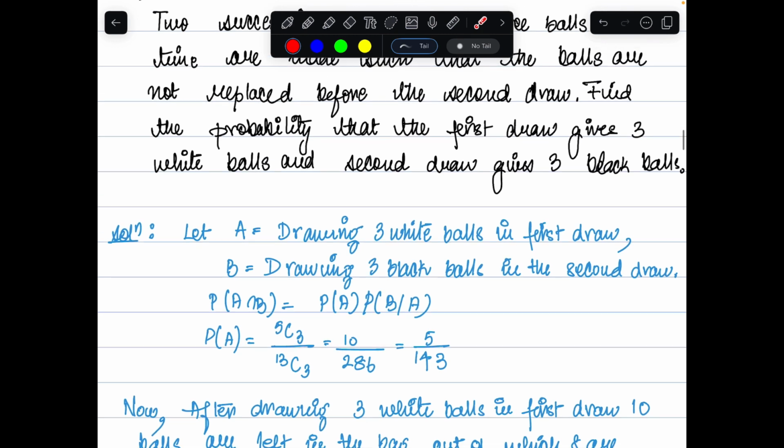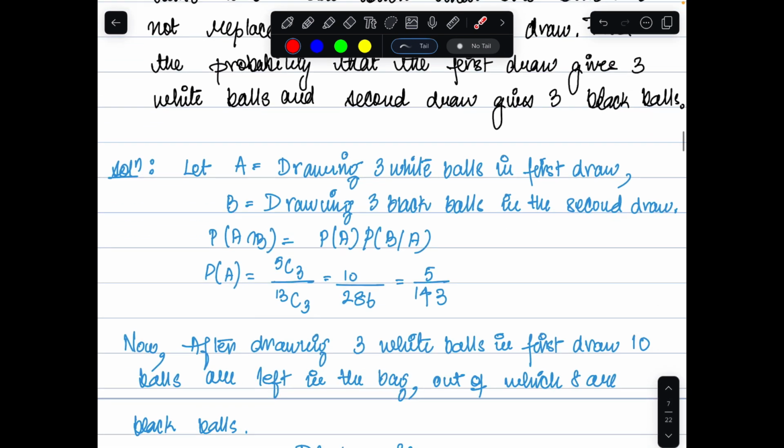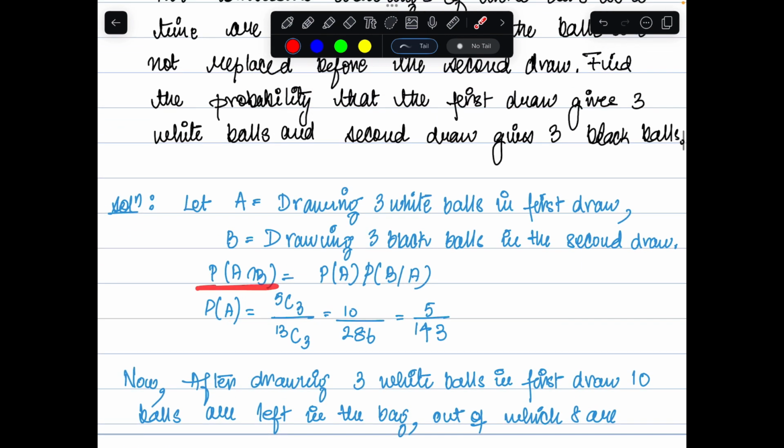Now let us see how we are supposed to do it. Let A be drawing 3 white balls in the first draw. That means the first time all 3 are white. B is drawing 3 black balls in the second draw. All 3 of them are black. Now what am I supposed to find? P of A intersection B. From the conditional probability formula, I can write it as P of A into P of B by A. So what is P of A?